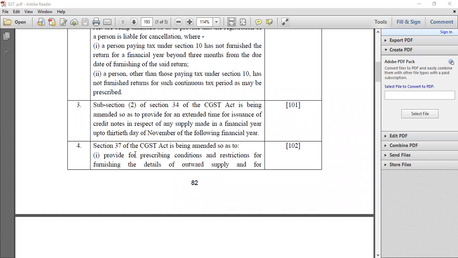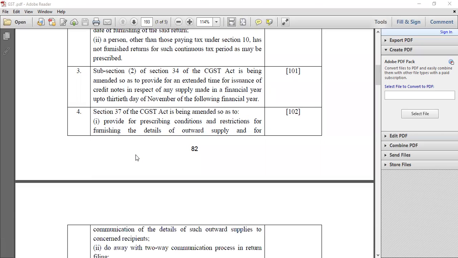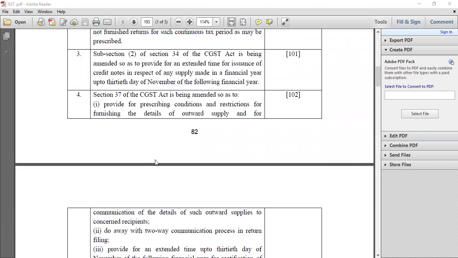Next section which is being amended is Section 37 of the CGST Act, which provides conditions or restrictions for furnishing details of outward supply and for communication of details of such outward supplies to concerned recipients. During the introduction of GST, there was a plan to introduce a return filing system which is GSTR 1, GSTR 2, GSTR 2A, GSTR 3.